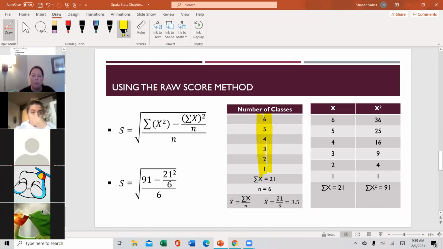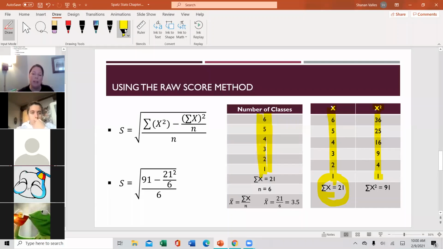Okay, and what we're going to do is take those raw scores. They're just repeated right here for you. Add it up. This is the sum of X. We're going to square them.